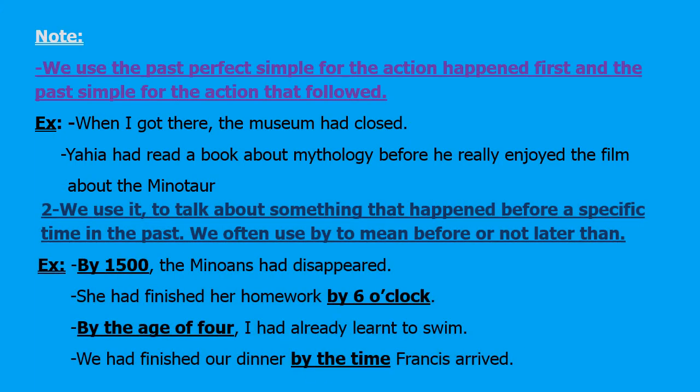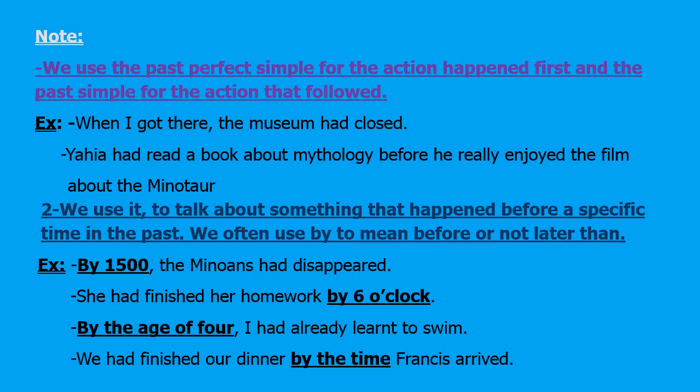Use number 2. We use the past perfect to talk about something that happened before a specific time in the past. Here we often use the preposition by to mean before or not later than. By 1500, the Minoans had disappeared. Another example. She had finished her homework by 6 o'clock.